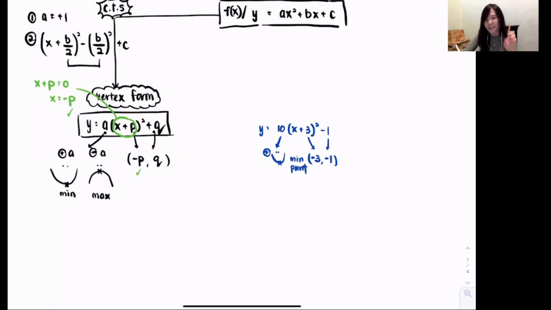Can I give you another example? f(x) equals negative bracket x plus h squared minus k plus 8. What happened to my pen? Okay, like that. So guys, somehow like this, okay?